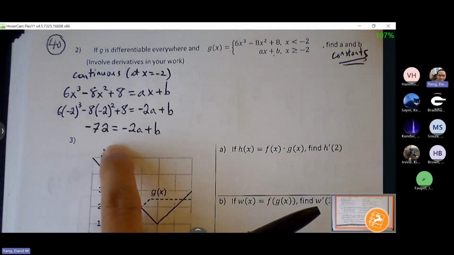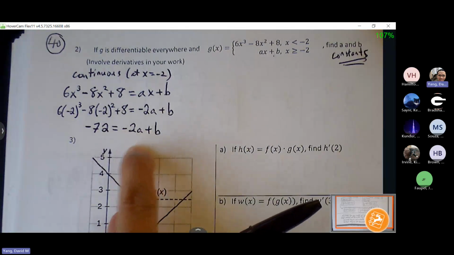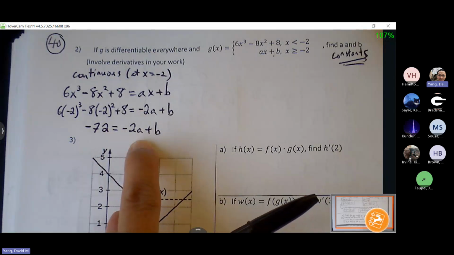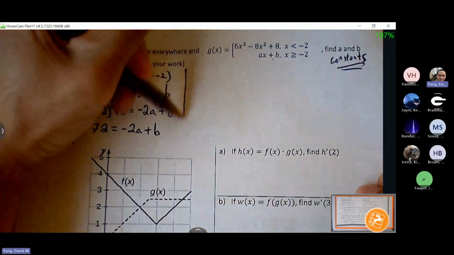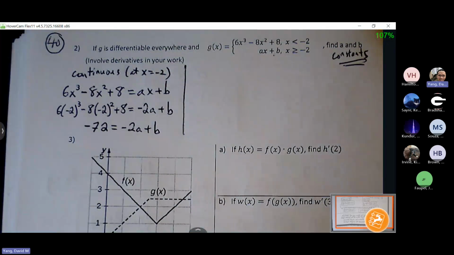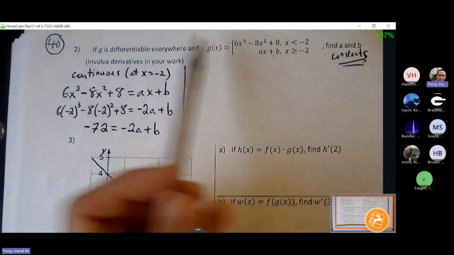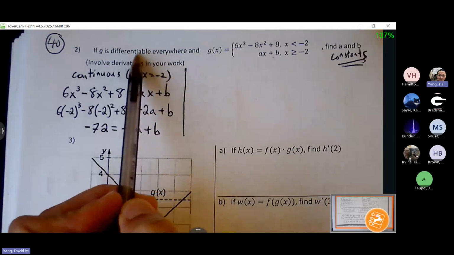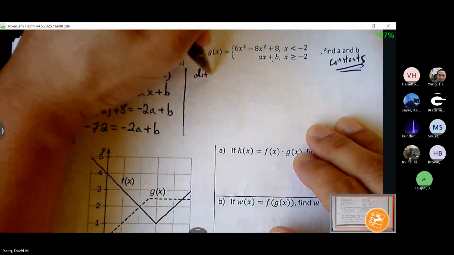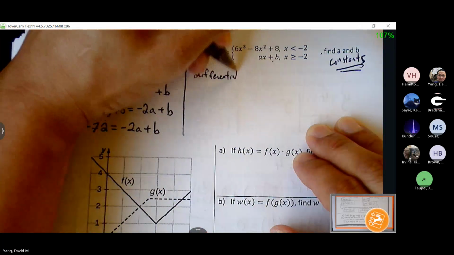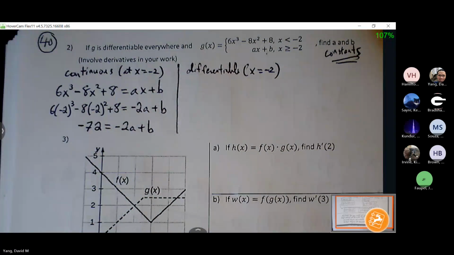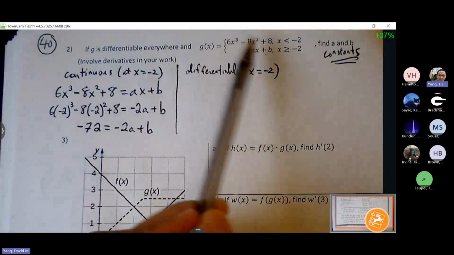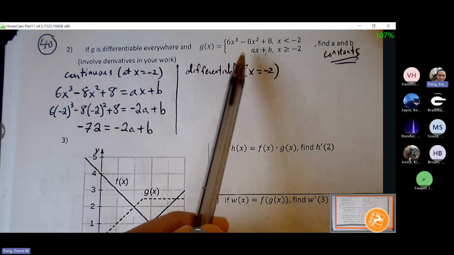Once I'm here, I'm a little stuck because I can't really solve for A and B without help from another equation, right? I have two missing variables here. So I have to rely on another part of the property, which is the differentiable portion. That means we want them to share the same slope. So differentiable at x equals -2. In order for us to do anything with slope, we have to get to the derivative, right? The derivative will tell us information about the slope.